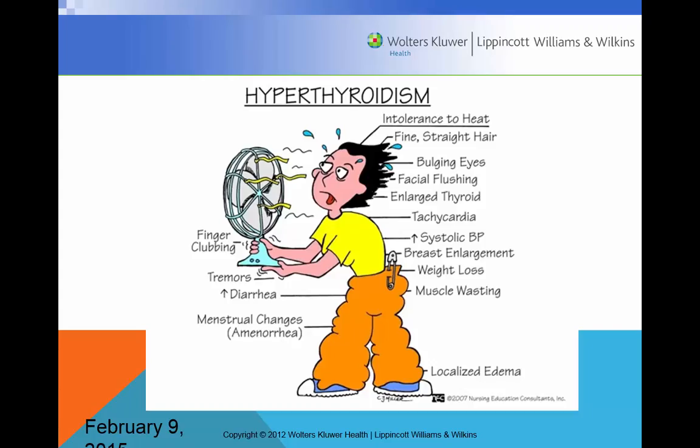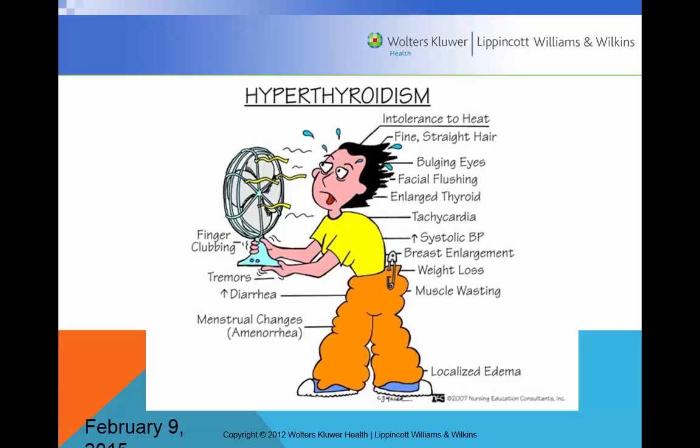And here is Hattie, the hyper hottie, as I said in class. To give you the signs and symptoms of hyperthyroidism, they have an intolerance to heat, so they're always hot and sweating constantly. Fine, straight hair, bulging eyes, facial flushing, an enlarged thyroid. Oftentimes they're going to have the goiter, tachycardia, an increased systolic blood pressure, breast enlargement, weight loss, muscle wasting, localized edema, amenorrhea, diarrhea, tremors, finger clubbing.